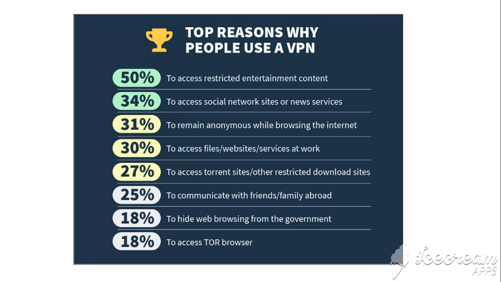But not every VPN can do this. Popular streaming services like Netflix and Disney Plus can detect VPNs and will block you from viewing the content. That's why you need to choose a quality VPN that can outsmart the blocks. Next is to access social network sites or news services, to remain anonymous while browsing the internet, to access files, websites, and services at work, and to access torrent sites and other restricted download sites.